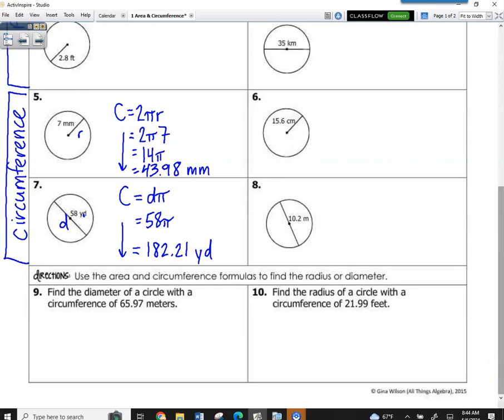The rest of the sheet, numbers 9 through whatever the end is, are working backwards, which is again where we're leveling up. You know, the straightforward is more middle school standard, working backwards and in terms of pi is high school standard. On Friday, we quickly wrote some steps for working backwards. You may not have written it down, so I hope you write it now.